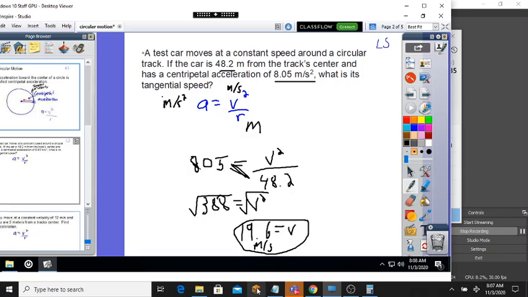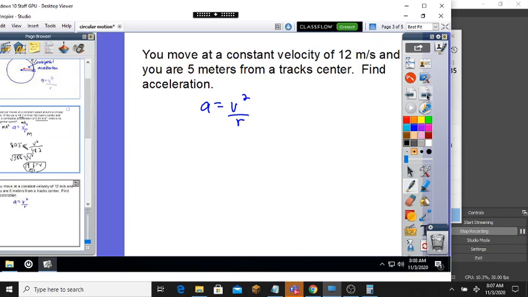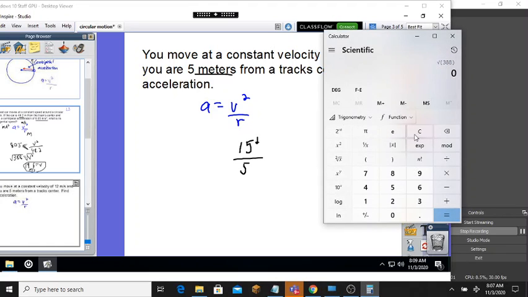Okay, we're going to do another example. So this is on the left side again of your notes. You move at a constant velocity of 12 meters per second, and you are 5 meters from a track center. Find the acceleration. So we know this is supposed to be the velocity, 15 squared over the radius. So we do 15 squared.